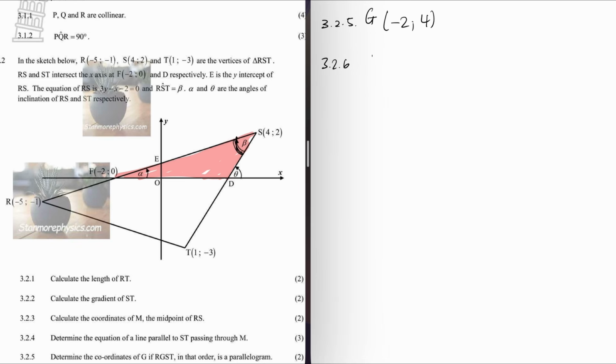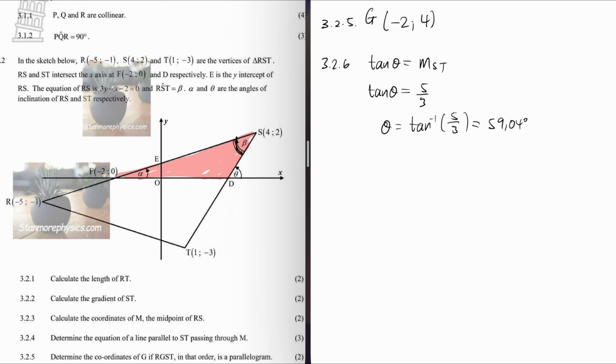So to work out theta, I can say tan theta is equal to the gradient of ST. So tan theta is equal to 5 over 3. So theta is equal to shift tan 5 over 3, which is equal to 59.04 degrees. Then I can work out the gradient of SR.